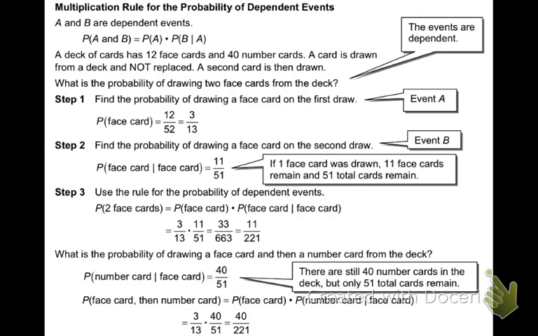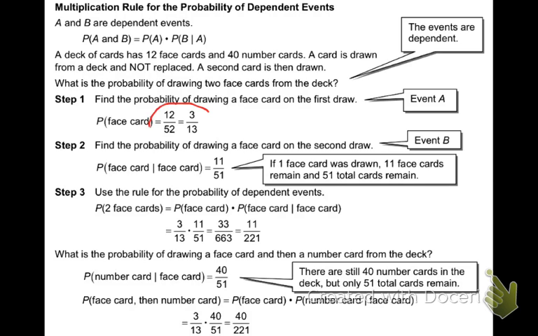And here's an example. I think it's the same example we just did, with face cards. A deck of cards has 12 face cards and 40 number cards. A card is drawn from a deck and then not replaced. A second card is then drawn. What's the probability of drawing 2 face cards from the deck, like we just talked about?